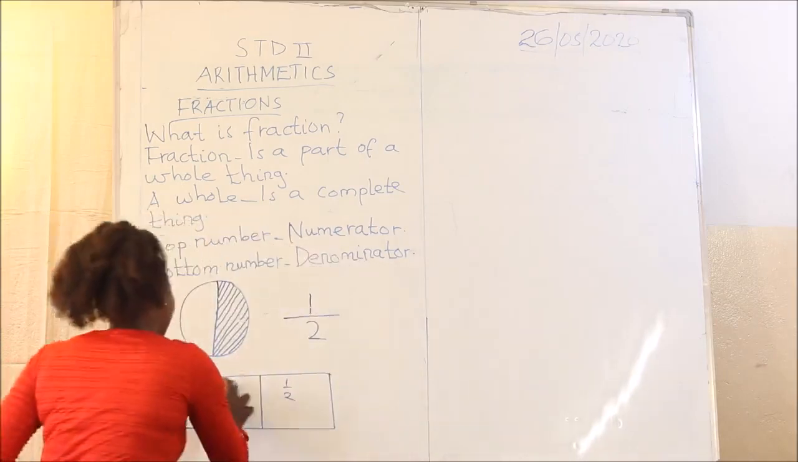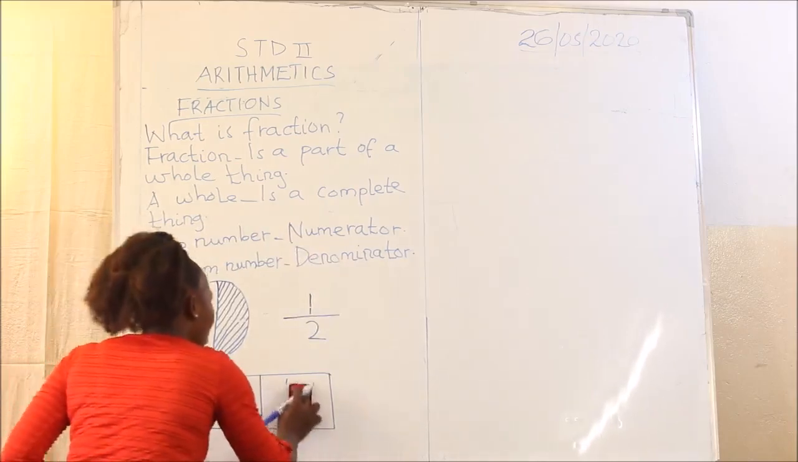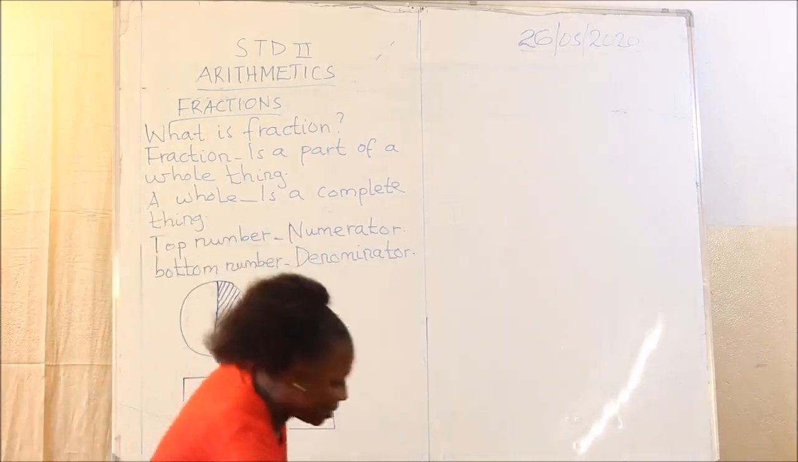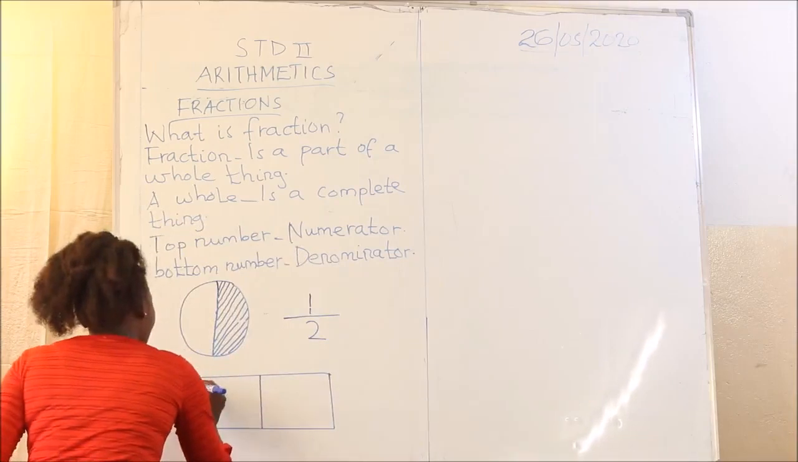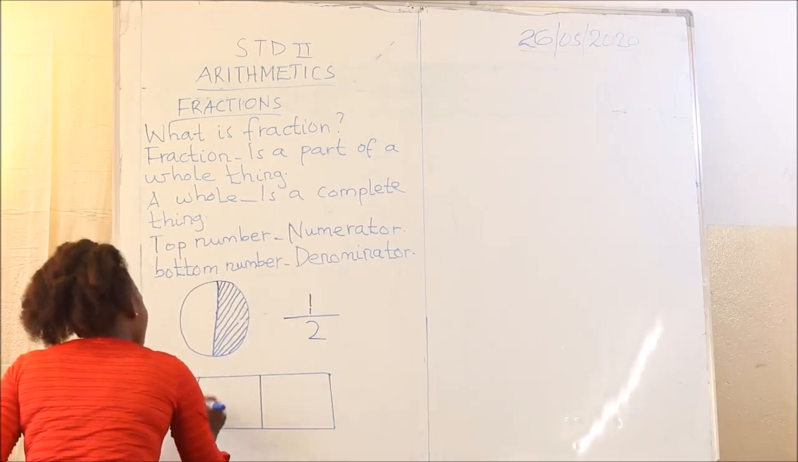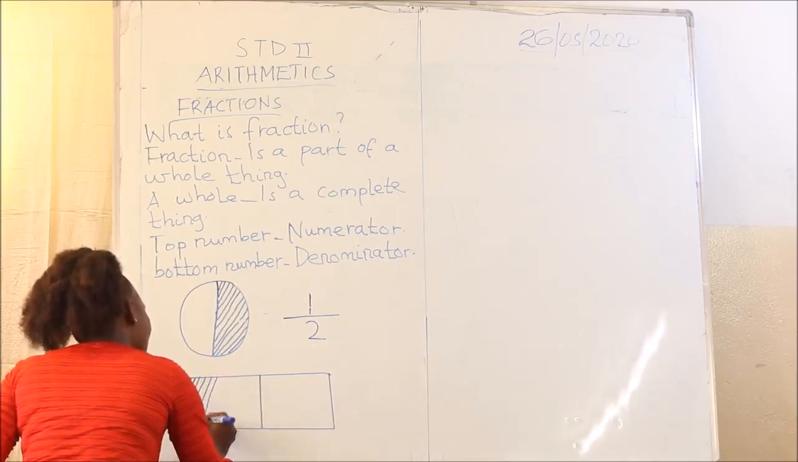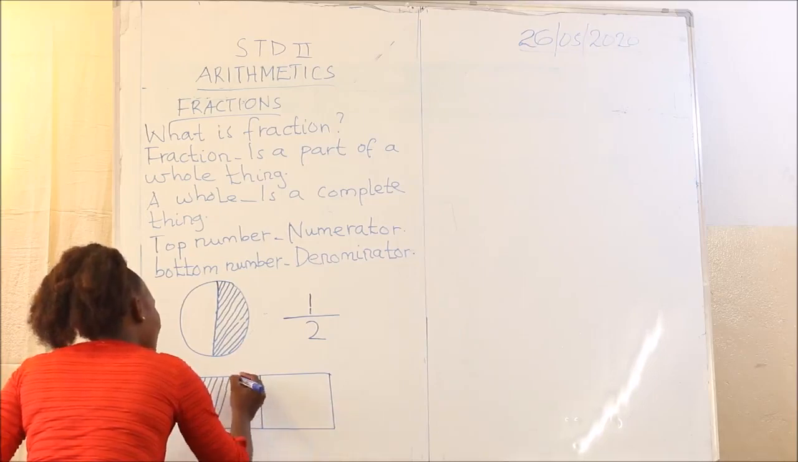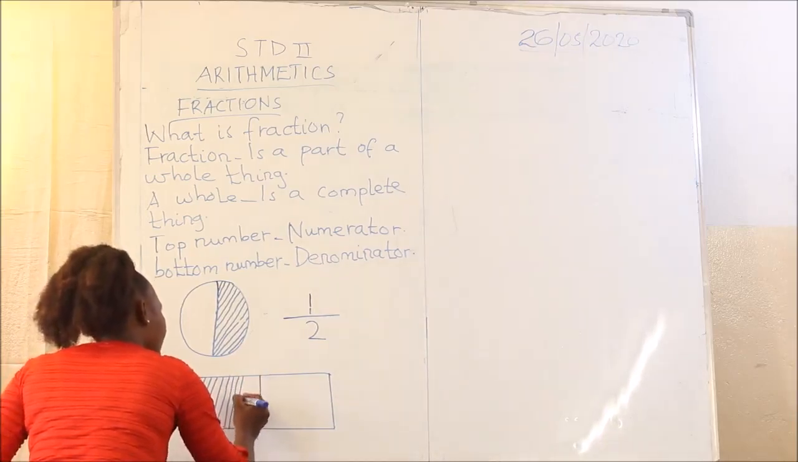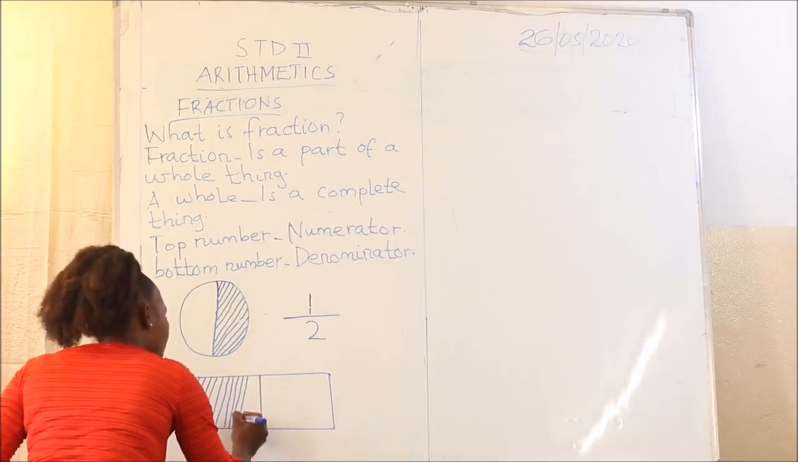Maybe I decide to give it to my young brother or young sister or whoever. Maybe this part is out. So what will be the fraction then? Shade like this. Make sure that your work is neat. While you're shading, make sure that you use a sharp pencil.